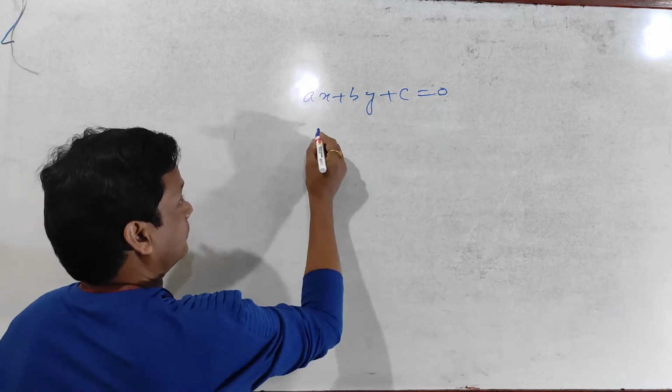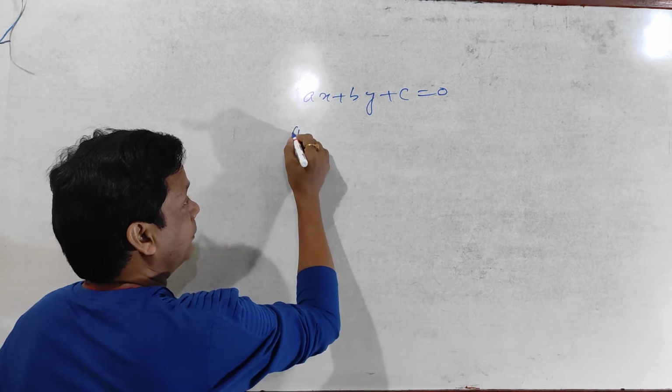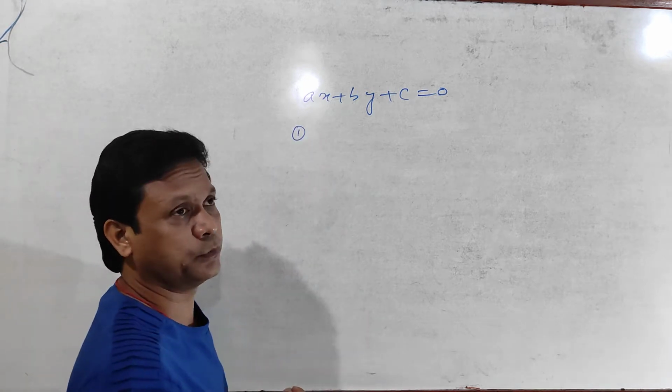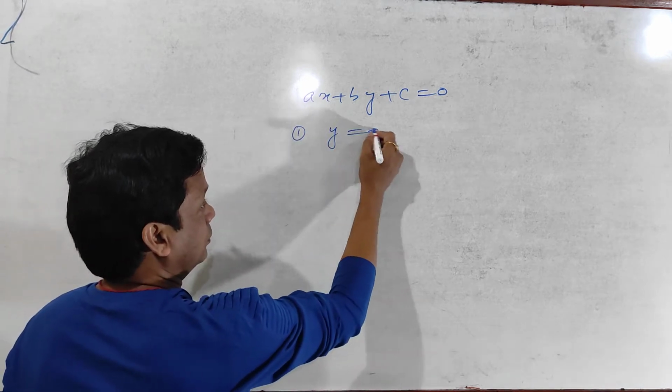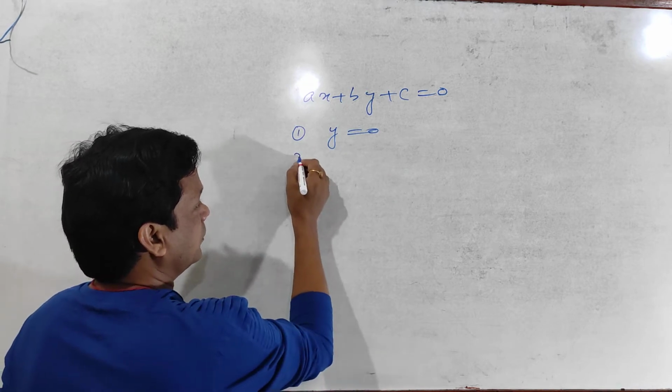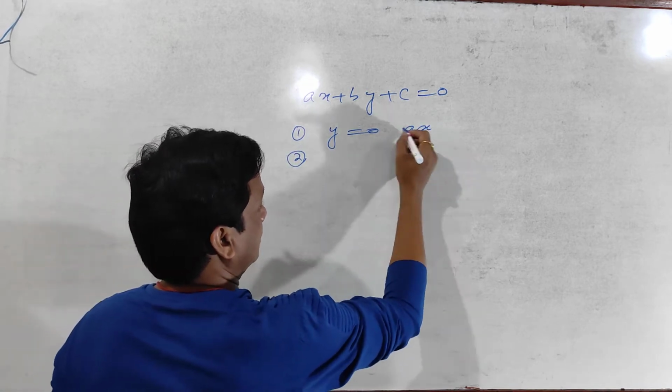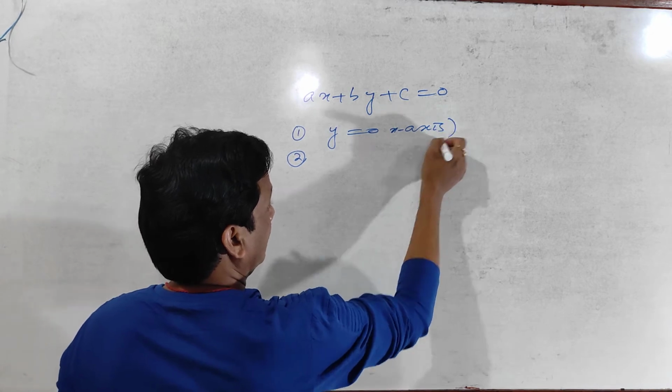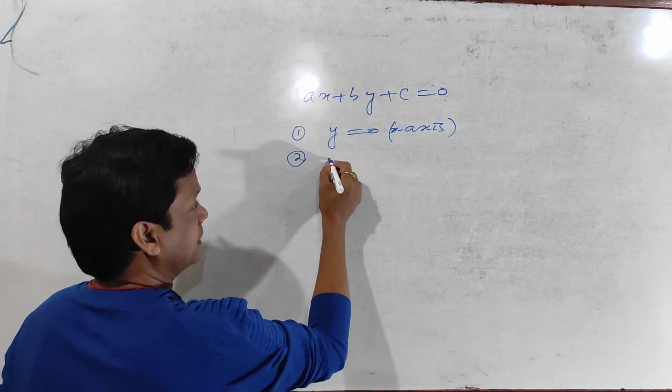Okay, see here. Number 1, what is the equation of the x-axis? That is y equal to 0. This is the equation of the x-axis. And what is the equation of the y-axis? x equal to 0.